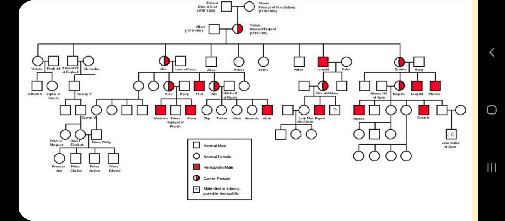So why half filled circles? This thing I have not talked about in my previous video. Why? Because it is not included in our NCERT syllabus. So if you see any half filled circle or half filled square, it shows that the female or male is a carrier for that character. What do we mean by carrier? It means heterozygous for that character.